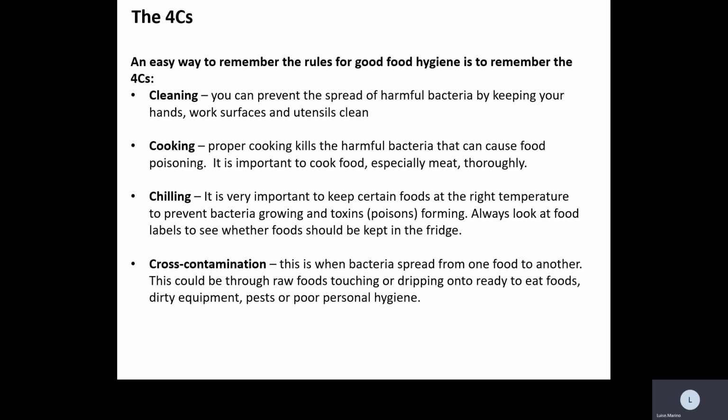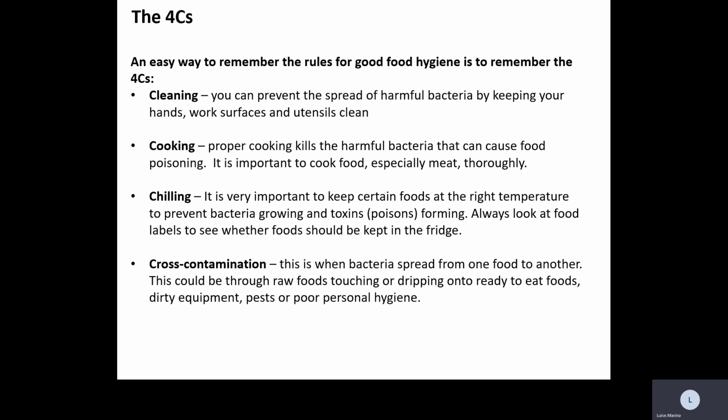So the 4 C's are a really good way of remembering rules around food hygiene: cleaning, cooking, chilling, cross-contamination. Cleaning, you can prevent the spread of harmful bacteria by keeping your hands, work surfaces and utensils clean. Cooking, proper cooking skills ensure that harmful bacteria that cause food poisoning are killed, and it's important to cook food, especially meat, thoroughly. Chilling, really important to keep certain foods at the right temperature to prevent bacteria growing and toxins from forming.